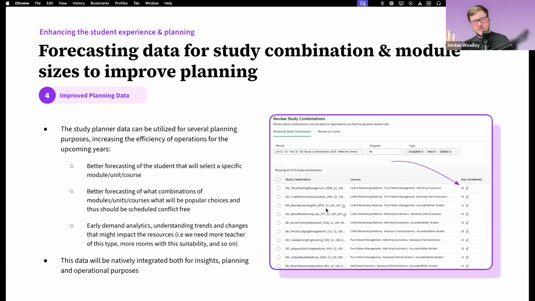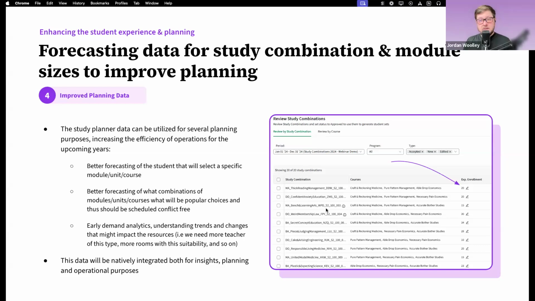There is now another piece of this. So this is an existing interface here. This is our study combinations interface. This is one of the ways that we can automatically build in the scheduling process. So for those of you here that are big into scheduling, this is one of the ways that we can build our student clash control in the scheduling process.